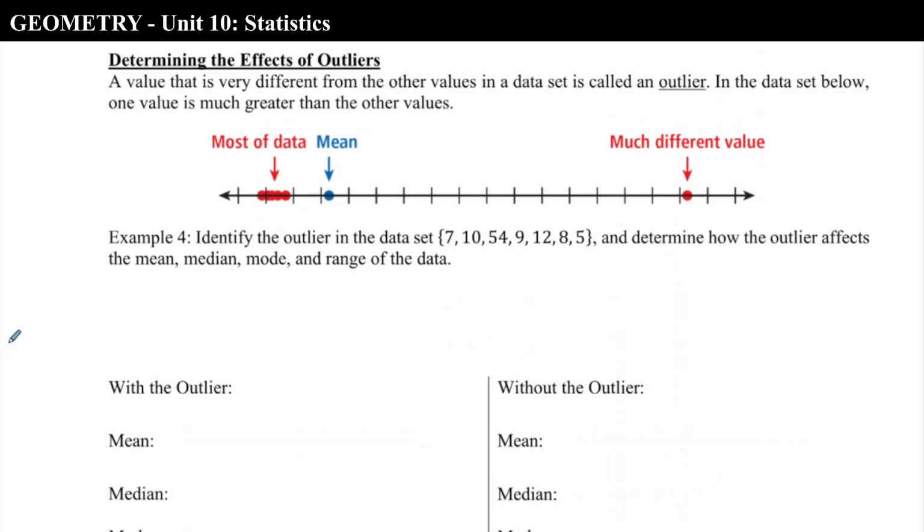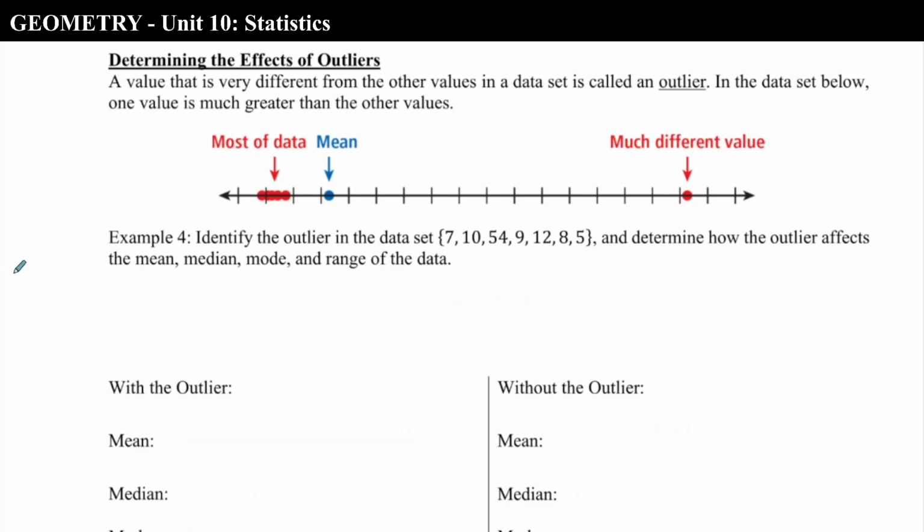Now, the data is great when everything is nice and evenly distributed. But what happens if you have an outlier? What if you have one piece of data that completely screws up the data set? Sometimes you have to make those identifications. That's what we call an outlier. A value that is very different from the other values of the data set is an outlier. In the data set below, one value is much greater than the other. So most of your data is sitting here, but then we have one value that's way up here, and that pushes our mean here, which puts our mean higher than most of our data.